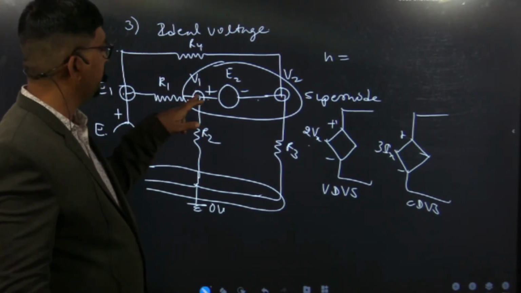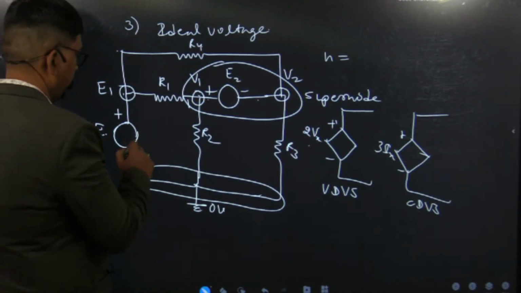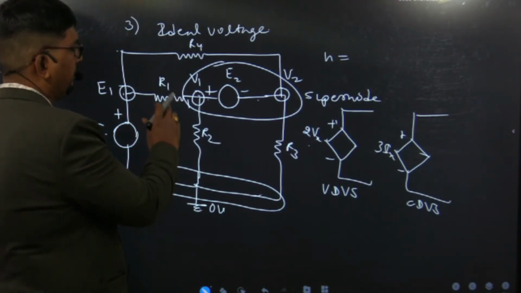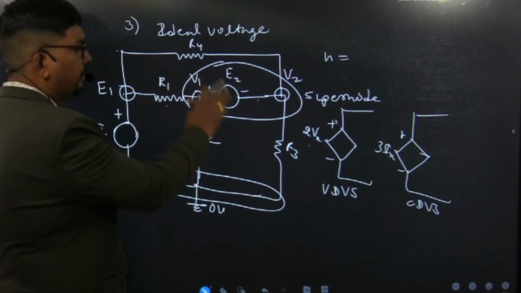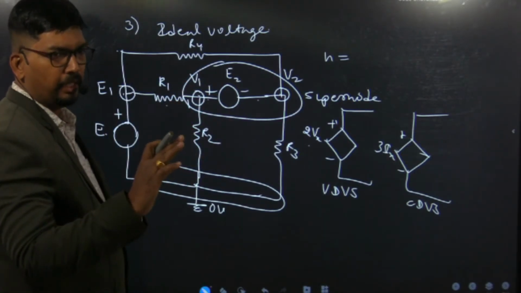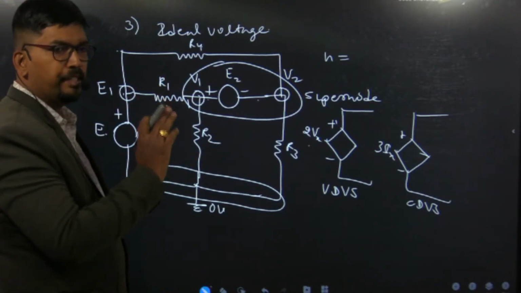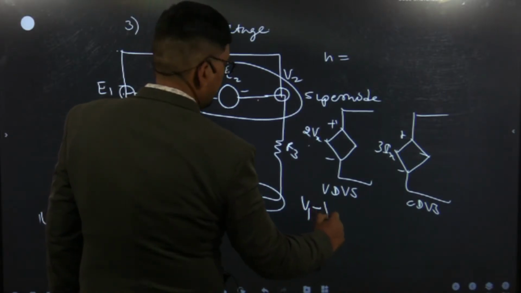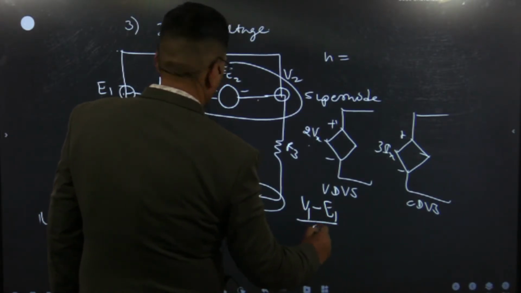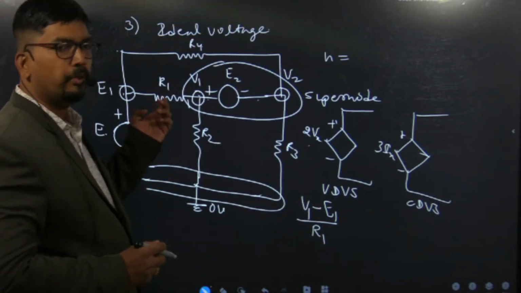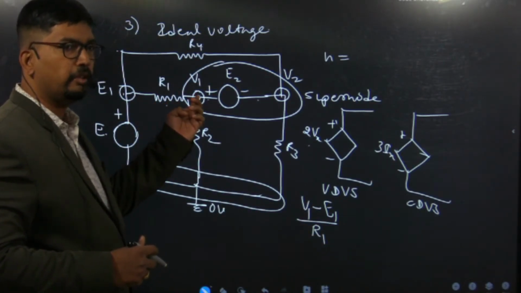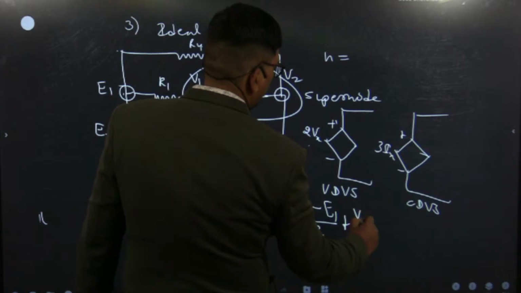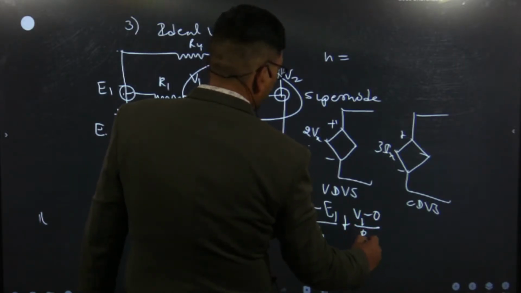For example, we will first write down the equation at the V1 node. How many elements are connected? 3: 1, 2 and 3. There is no current source present, so there will be no incoming current. So current in all the elements will be outgoing. So current in R1 will be (V1 minus E1) upon R1, because current in the resistance will always be outgoing, we assume that this potential is higher with respect to all others. Similarly, the current in R2 will be (V1 minus 0) upon R2.